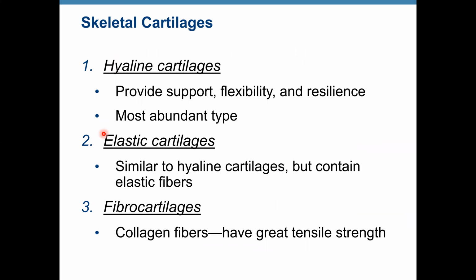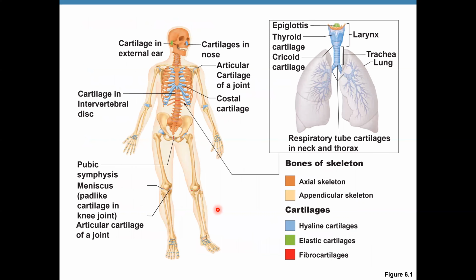So we have three types of cartilages. Hyaline cartilage, the most abundant type, provides support, flexibility, and resilience. Elastic cartilage is similar to hyaline cartilage, but contains elastic fibers. And fibrocartilage contains lots of collagen fibers and has great tensile strength. So hyaline, elastic, and fibrocartilage.